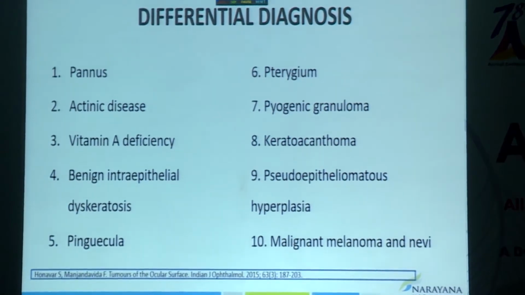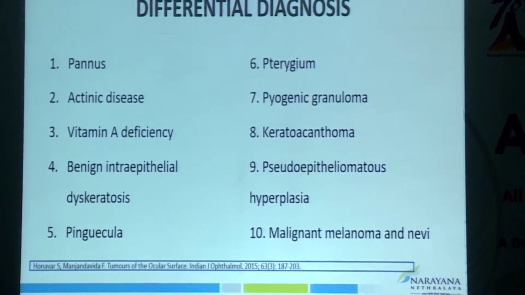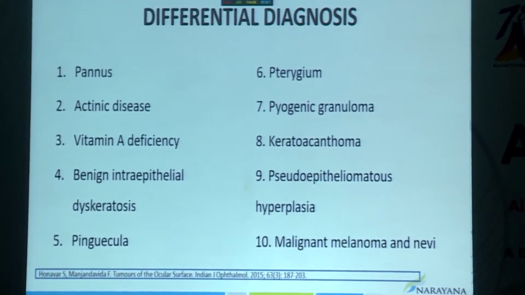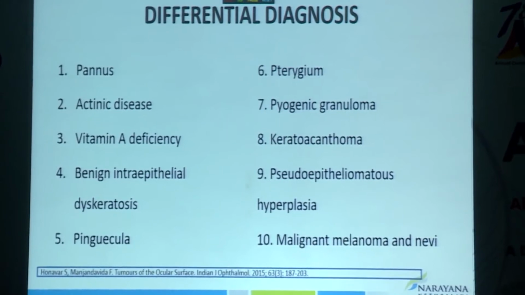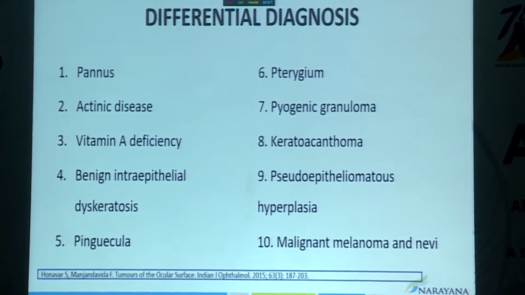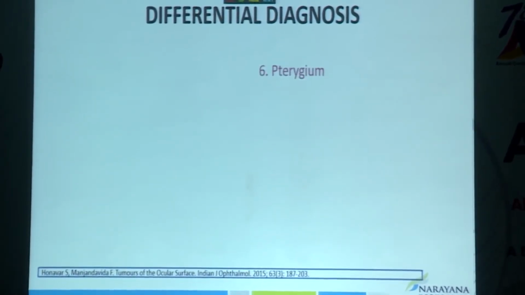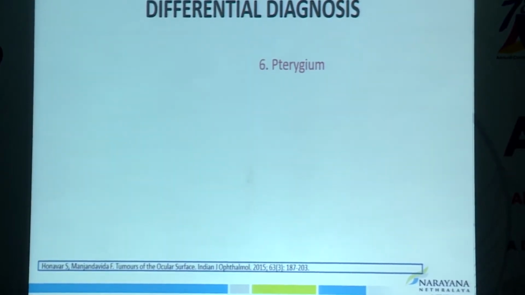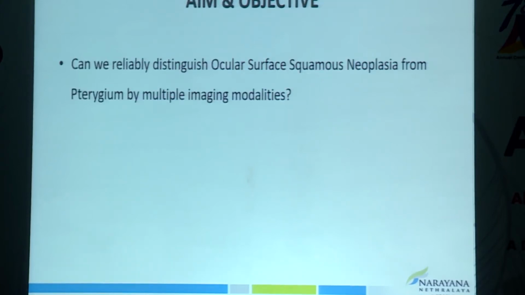This is important because OSSN has a protocol-based management which includes margin clearance, cryotherapy and proper follow-up, which if not done will increase morbidity. In particular, pterygium is important because our country has low latitude and high UV exposure. So we ask the question, can we reliably distinguish ocular surface squamous neoplasia from pterygium by multiple imaging modalities?